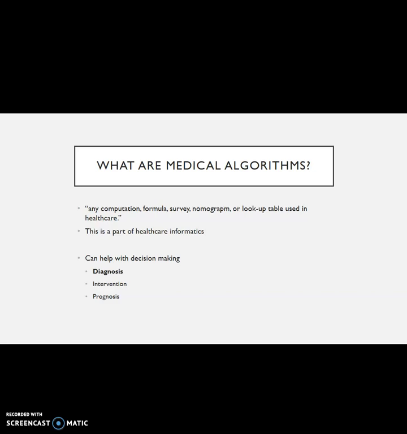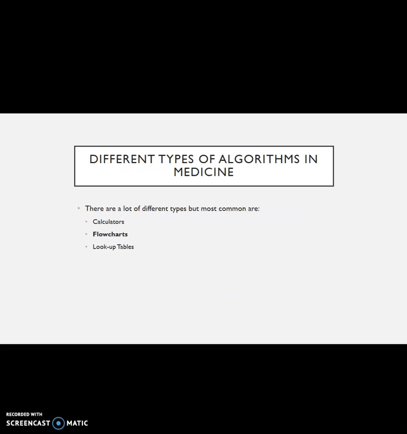They can help us with that decision-making of either a diagnosis, what intervention to use, what intervention to provide, and or a prognosis for the patient. There are many different types of algorithms within medicine and even within our profession of athletic training. But some of the common ones that you might see, or you probably have seen, are a calculator with BMI, flowcharts, which is the main one we're going to focus on, or lookup tables, and we'll go through what those are.